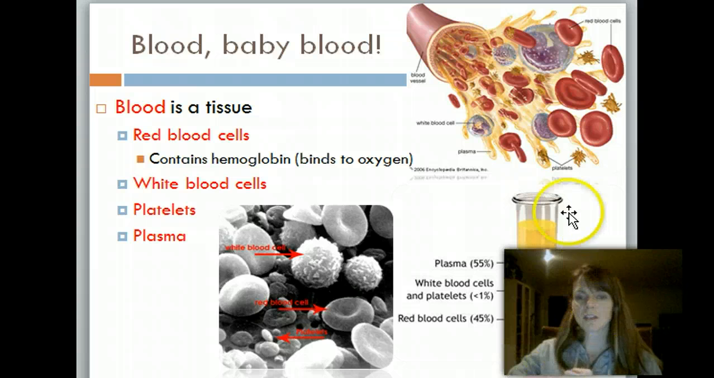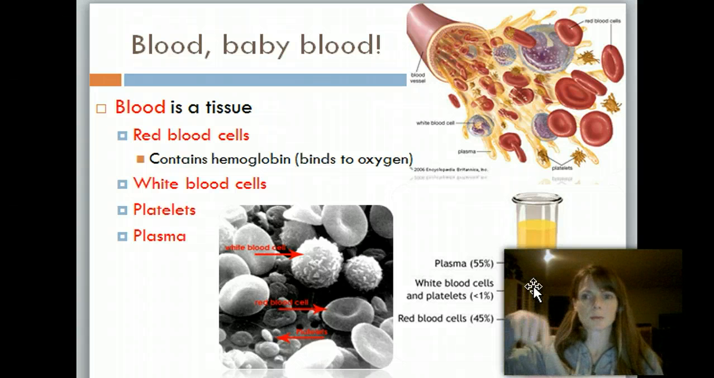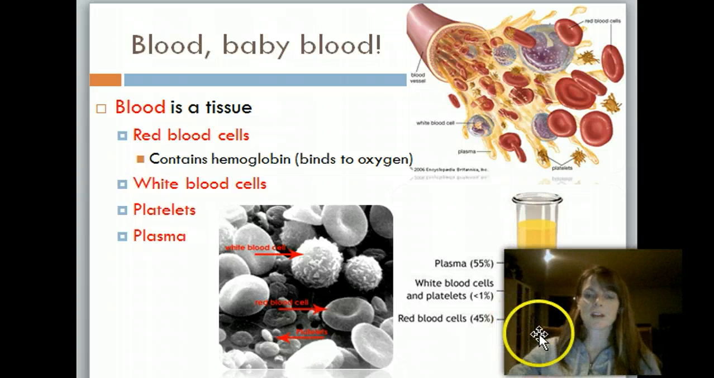Now when you take a look at this, this is what we call the hematocrit. The hematocrit is basically the composition of blood, what makes up what percentage. So actually they can do this. They take a blood sample and they put it in this vial, and then they'll put it in this machine called a centrifuge, which spins the blood really fast, and as it spins, it separates these different components. Well, obviously the heaviest solids are the red blood cells, so they're going to end up at the bottom.